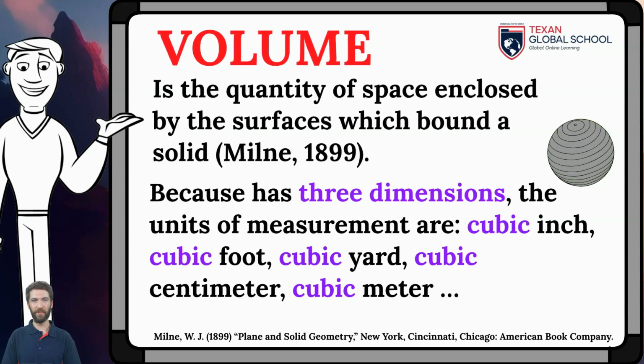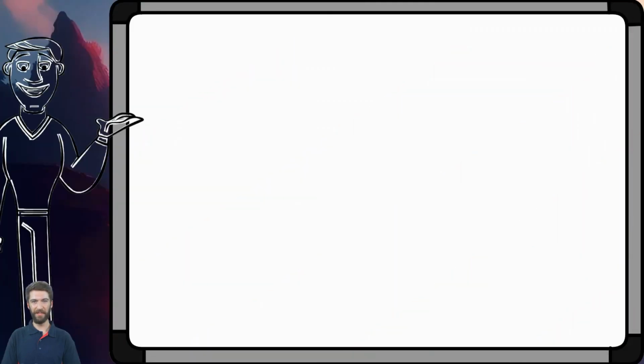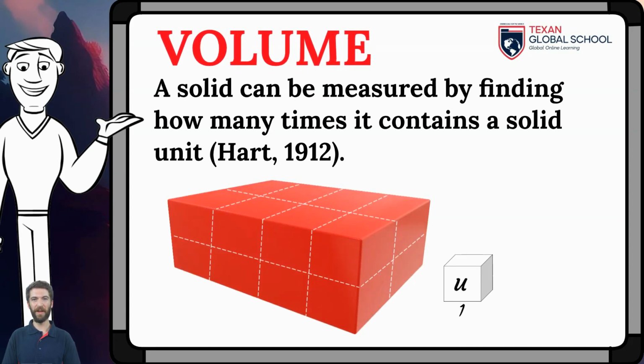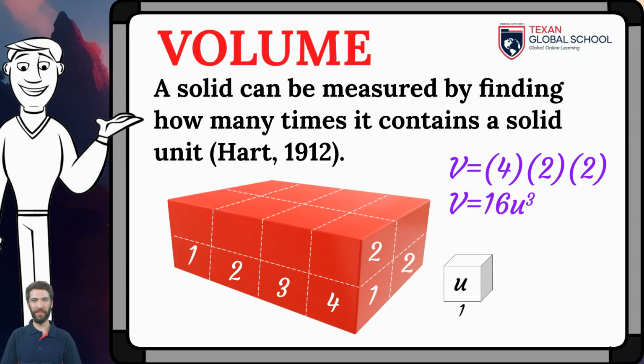A solid is measured by finding how many times it contains some other solid, in this case a cube with an edge length of 1 unit. It is adopted as the unit of measure. Hence, the volume of this prism can be calculated by dividing it into small cubes with an edge length of 1 unit. If we count them, we can see that there are 16 cubic units: 4 units of length times 2 units of width times 2 units of height. The following classes will describe the elements of each of the solids and their volume calculation.